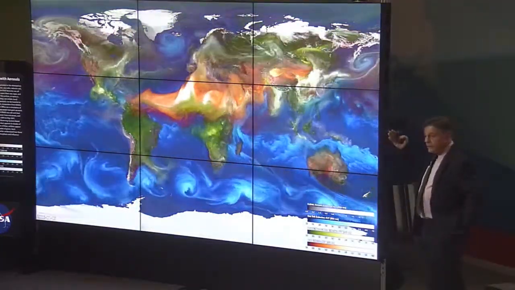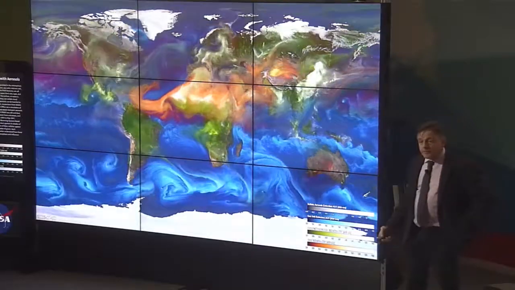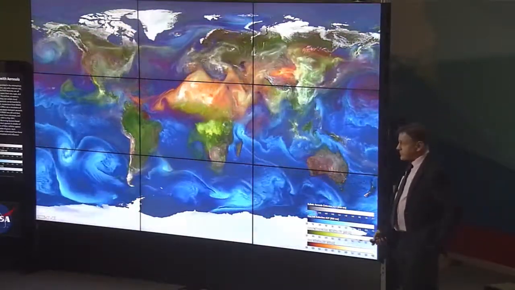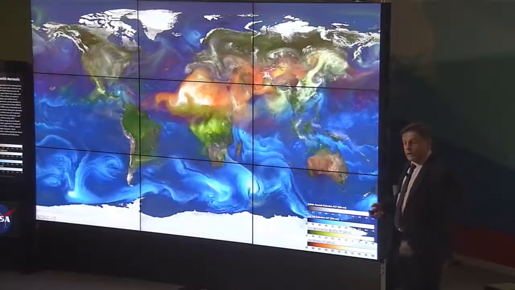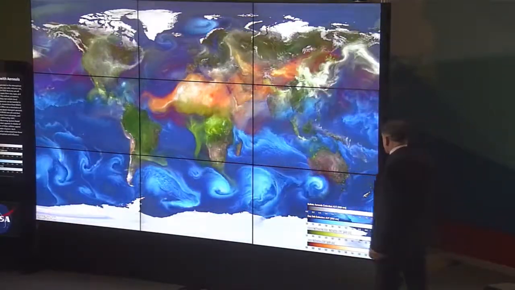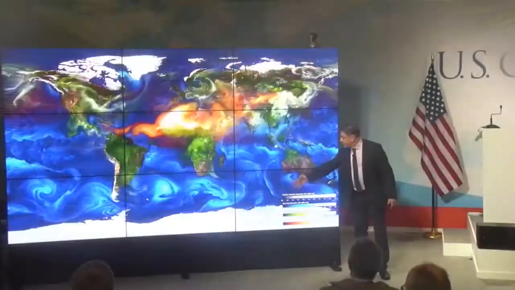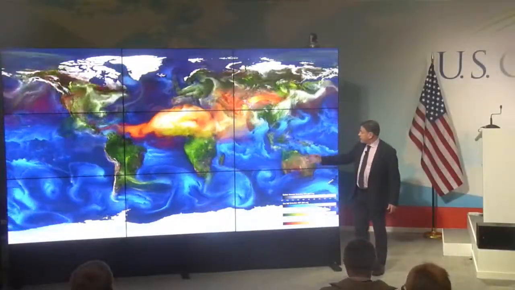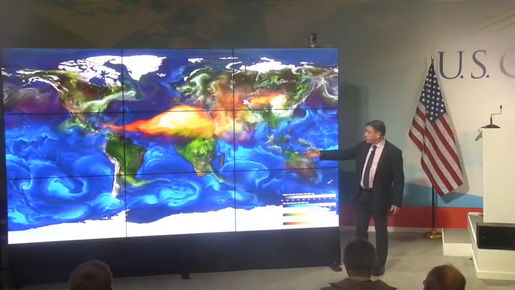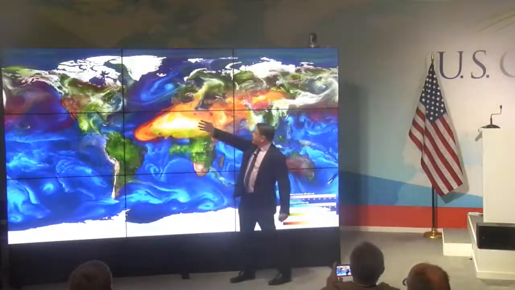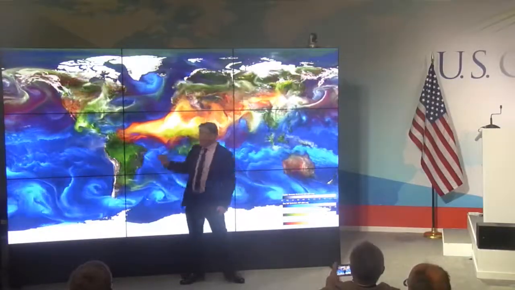This is actually a model simulation, and it's showing different types of aerosols in the atmosphere. This is a fairly widely known movie at this point. The point being, this is a model simulation. It's showing sea salt in blue. It's showing carbonaceous aerosol from burning, from fires, in green. It's showing dust in orange, and it's showing sulfate aerosols in white.